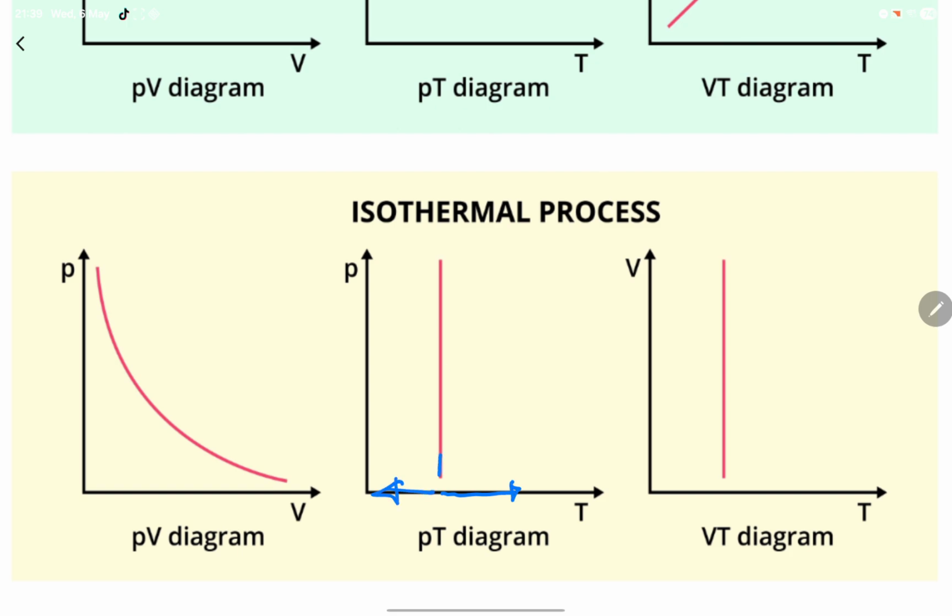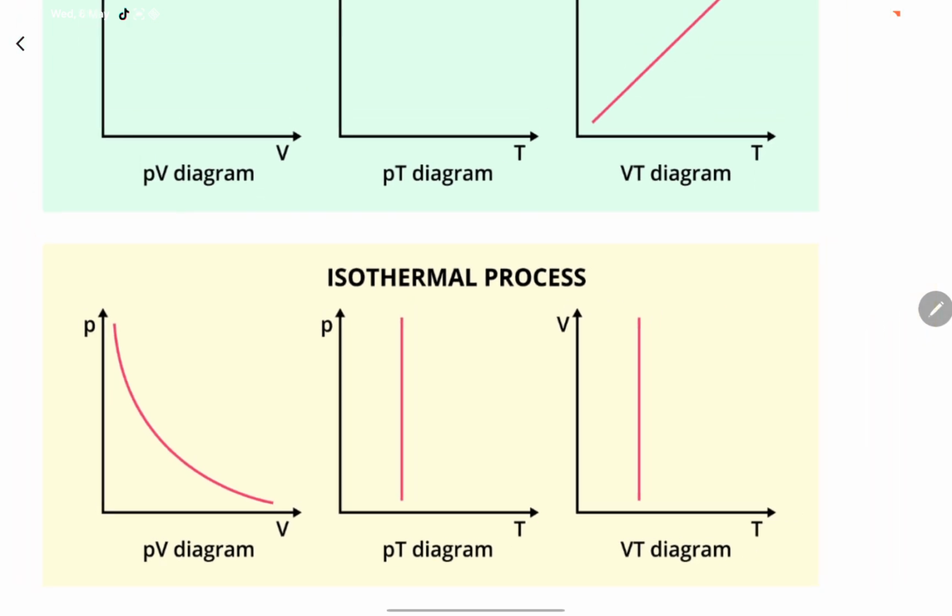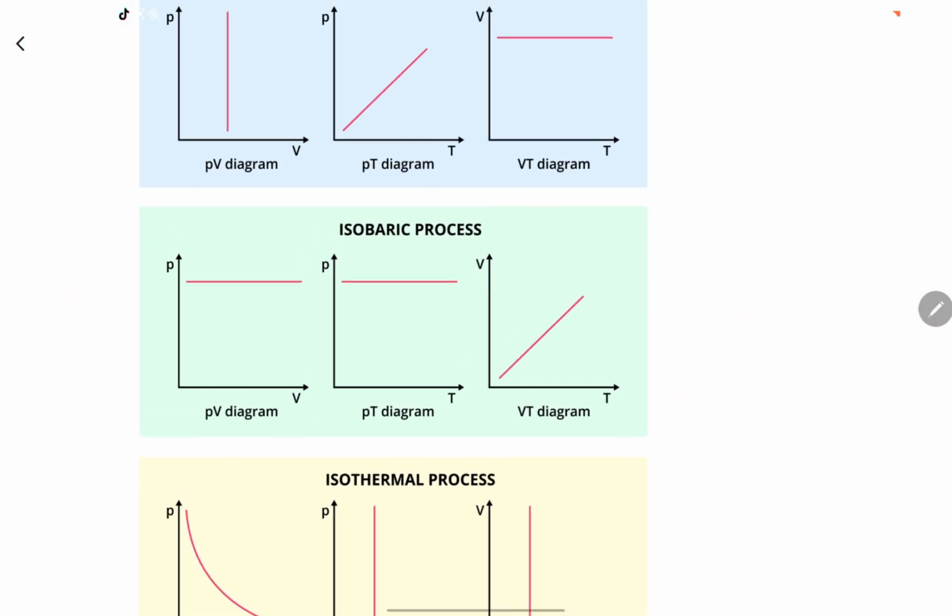We only see movement in the vertical axis, which is pressure. Similarly, we see only change in the vertical axis, which is volume. You don't see any movement in the horizontal axis because temperature is fixed. You can't change the temperature in isothermal process, or you can say that in isothermal process temperature never changes. So this is the explanation of these 9 graphs.